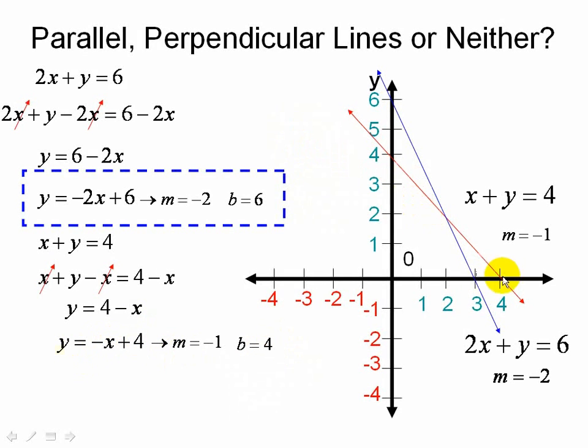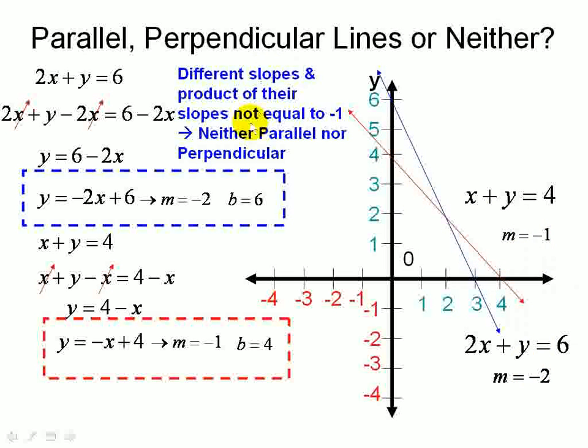So here we can see the slope is negative 1. When we go 1 unit to the left, we go 1 unit up. That's our slope of negative 1, and it intercepts at 4. But since the slopes are not equal, and it does not equal negative 1, then we say that this pair of lines are not parallel or perpendicular.